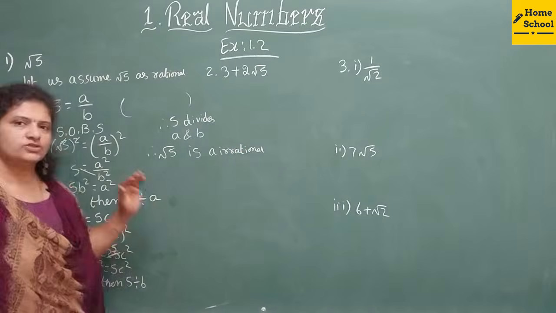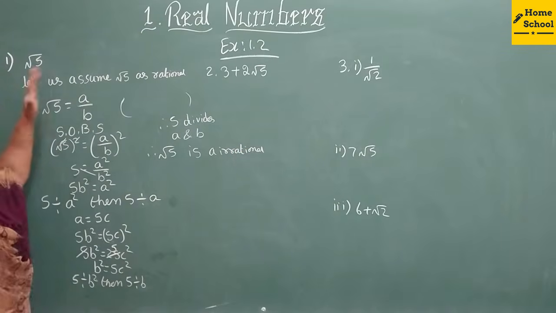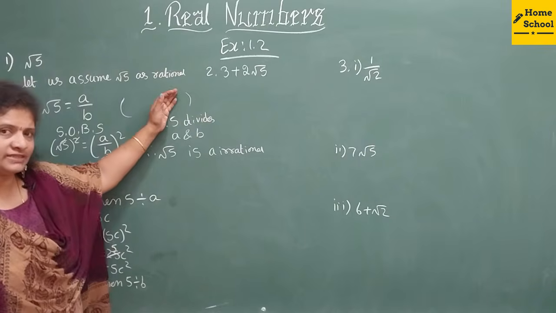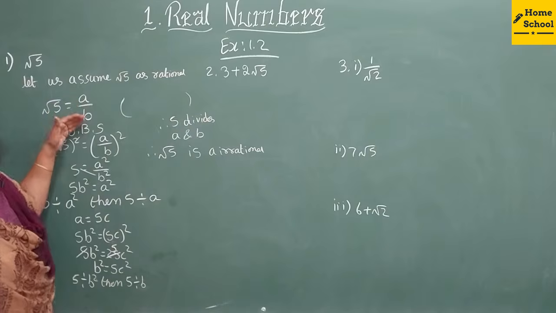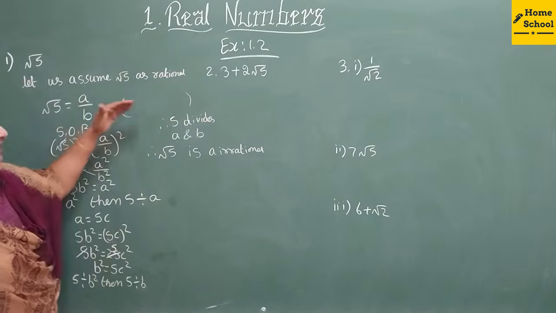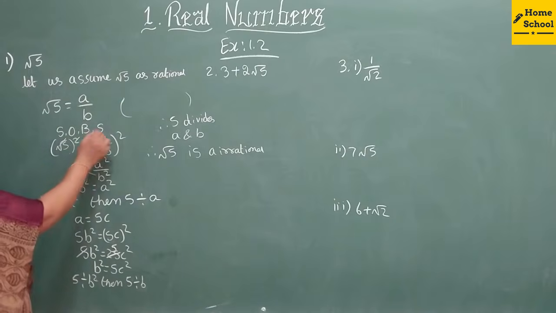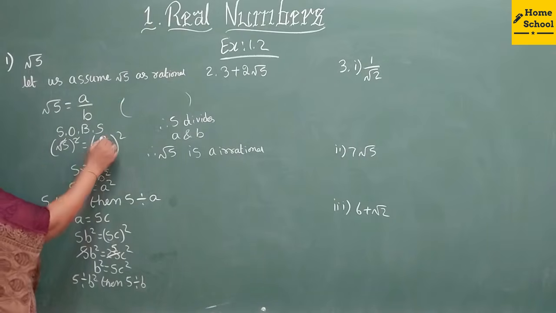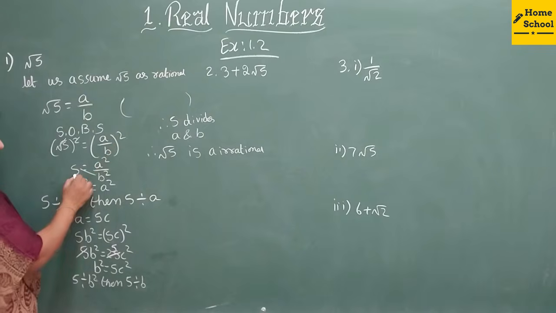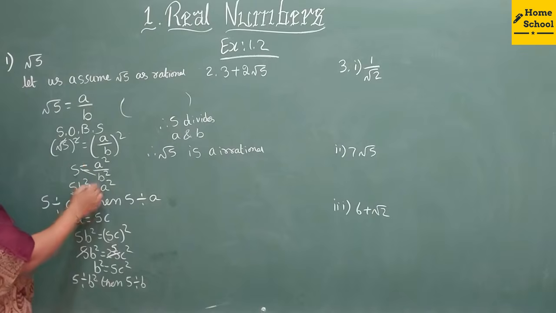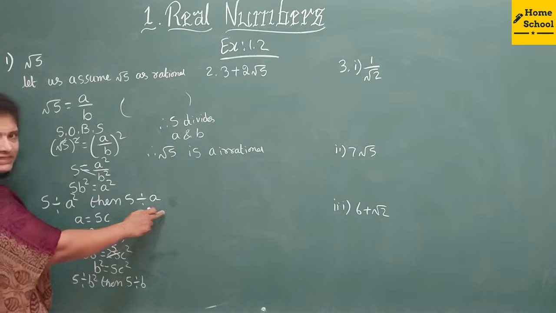That's it. So, let's see once again. Prove root 5 is irrational. Let us assume root 5 is rational. If it is rational, it should be equal to a by b. Root 5 is equal to a by b, where a and b are co-primes and b cannot be equal to 0. Squaring on both sides, root 5 whole square is equal to a by b whole square. That will be 5 equal to a square by b square. Cross multiply here, 5b square equal to a square. Then 5 divides a square, so 5 divides a.